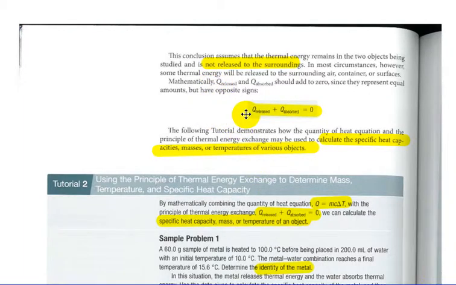So this conclusion assumes that the thermal energy remains in the two objects being studied and not released to the surroundings, so we're assuming minimal loss there. In most circumstances, however, some is released, lost, etc.